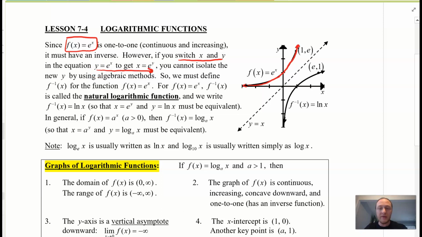Now, with algebra, I can't bring down a power. I don't have the algebraic tools to do that. So this is where logarithms come from. Again, logarithms are derived from the inverse of an exponential. So how do I find the inverse? Well, I'm going to switch x and y. If I switch all of my x and y ordered pairs, I end up with this graph here, which is, in this case, log base e of x. And log base e is commonly known as the natural log of x.